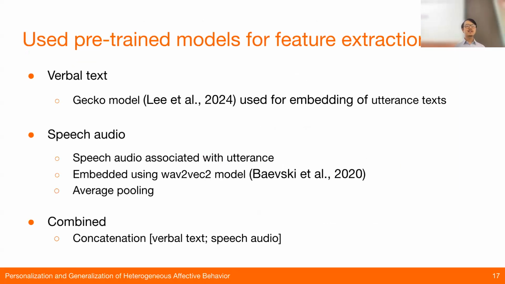For feature extraction, we use pretrained models. That is, we use the Gecko model for getting the embedding of the utterance text, and we use wav2vec for the audio utterances. And finally, we also made a new modality just by concatenation of the verbal text and the speech audio.